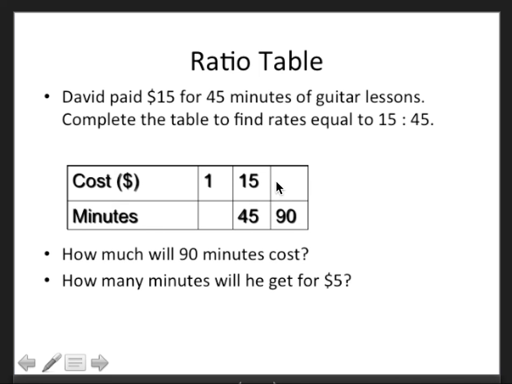Okay, so here we know that David paid $15 for 45-minute guitar lessons. So here we have the ratio in the table. I want to know for $1, how many minutes he got. And then if he did 90 minutes, how much would that cost him? So think about how you would multiply or divide to get there. So go ahead and pause and talk to your partner.